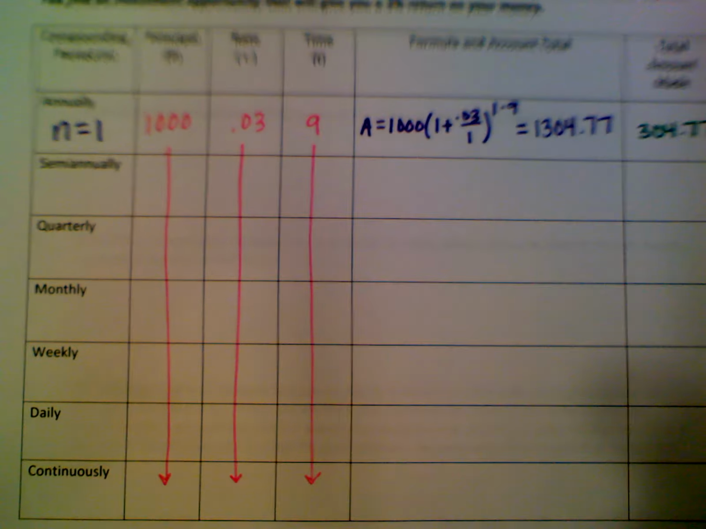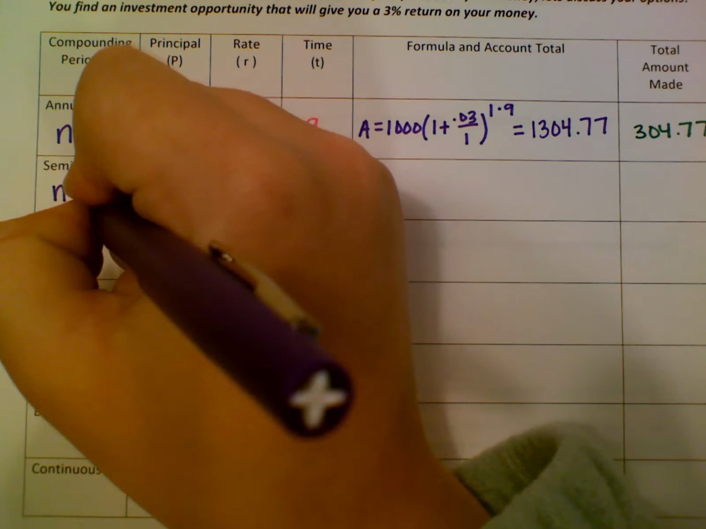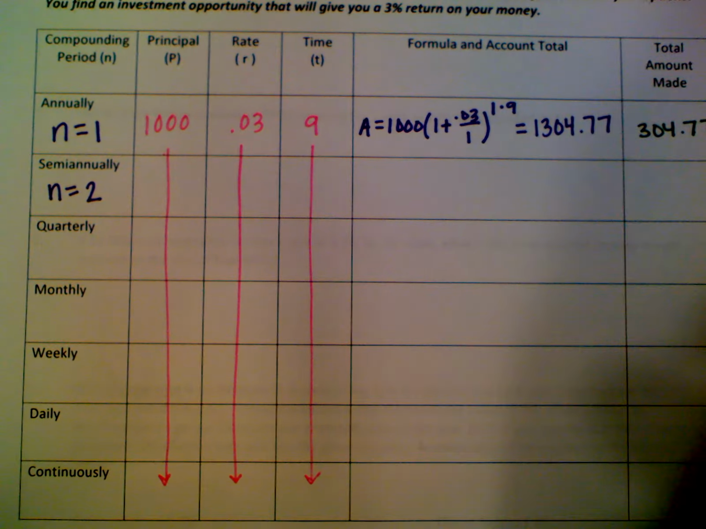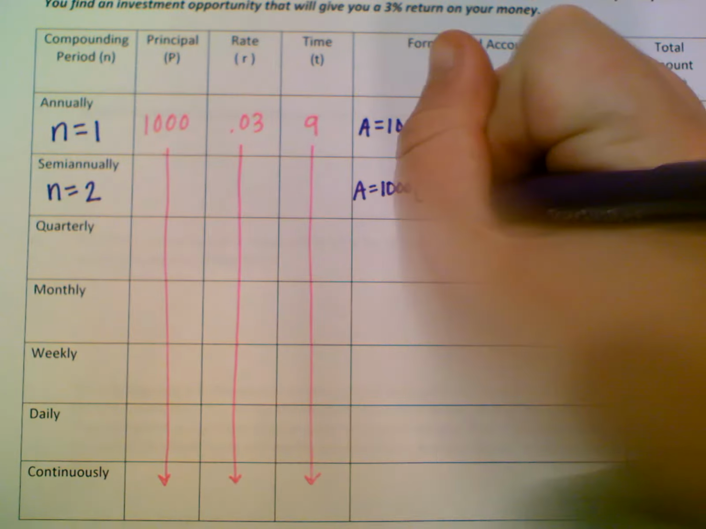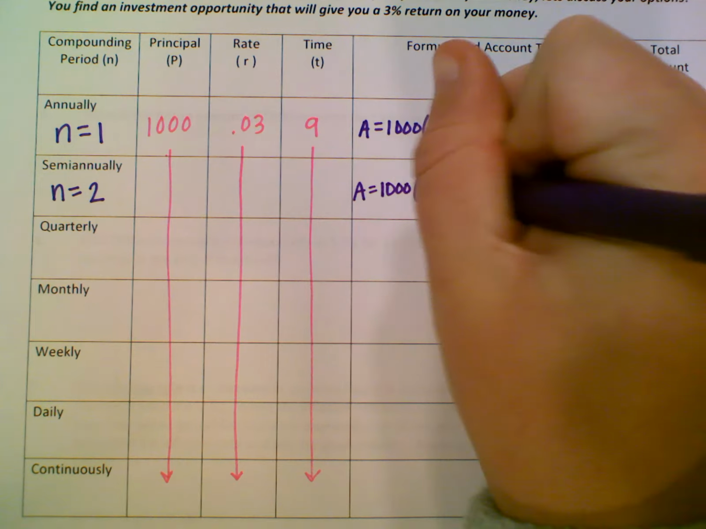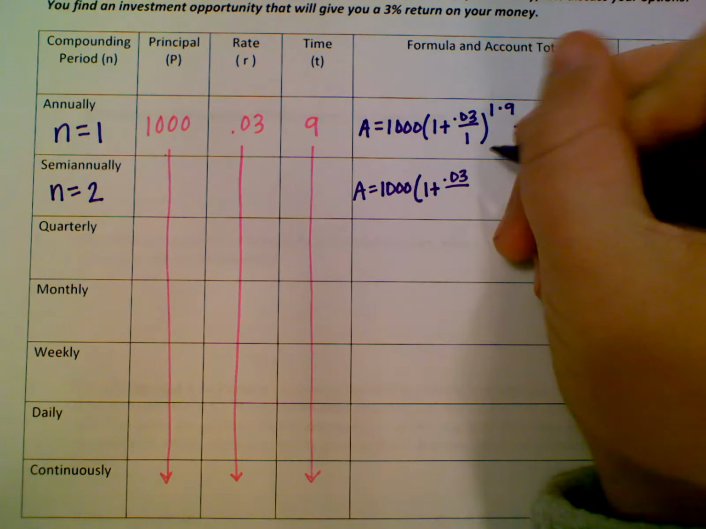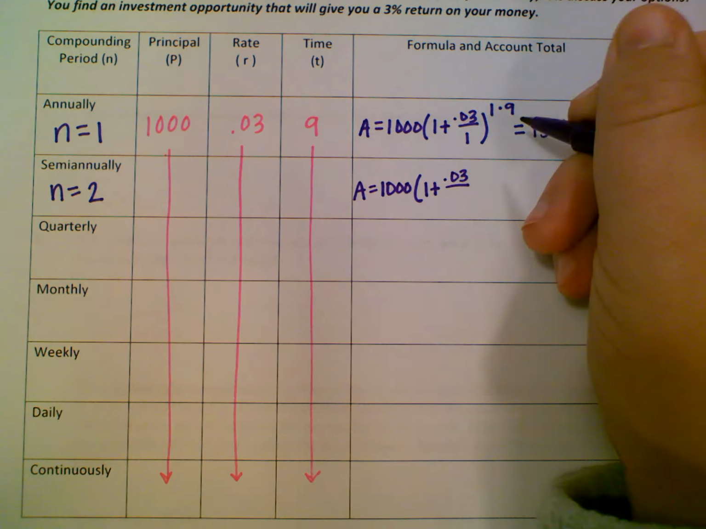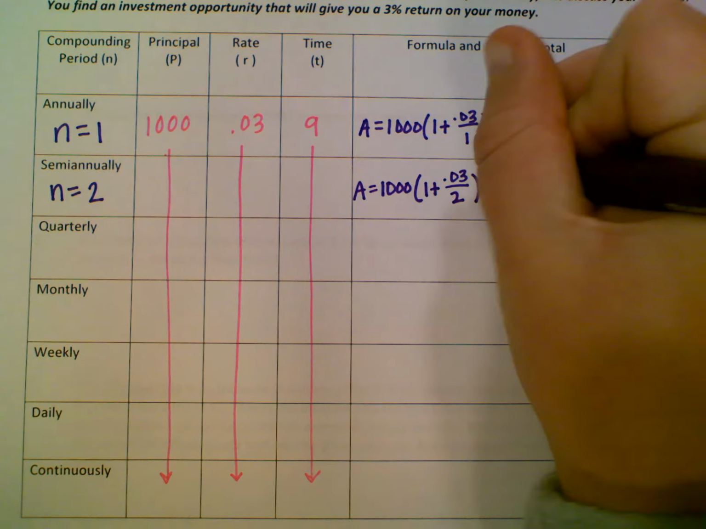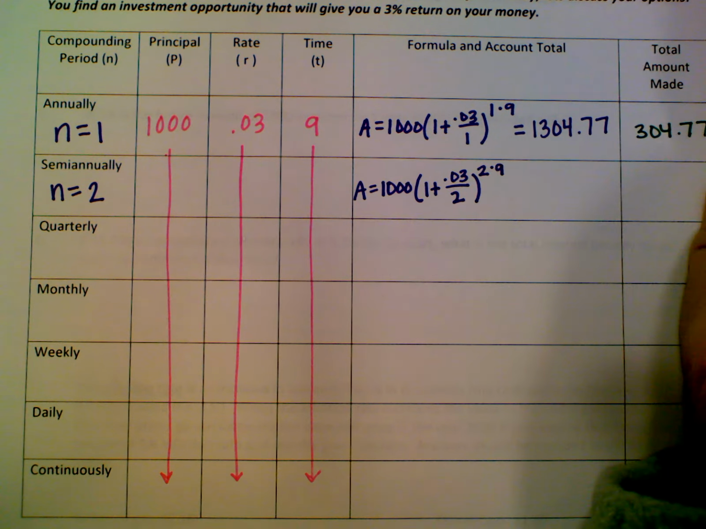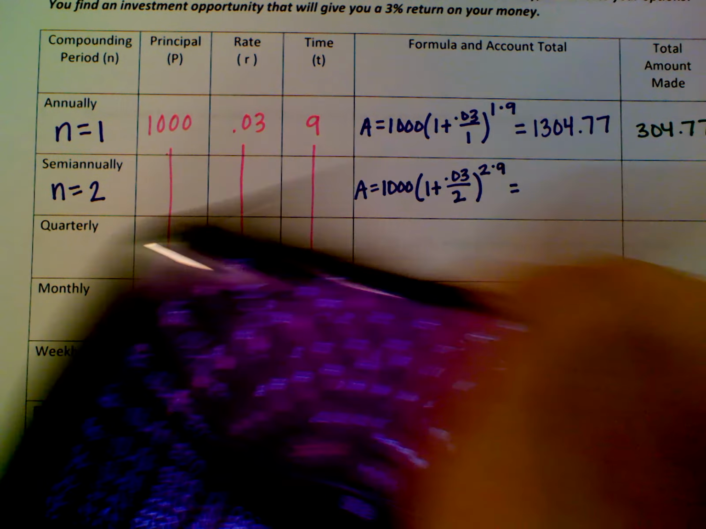All right, we're going to take a look and see what happens when we compound semi-annually. Semi-annually is twice per year, so that means that n is going to change to 2. So everything about the formula is the same. Your principal is the same. You're still starting with 1,000. It is always 1 plus the rate, which is still 3%, but this time, instead of them doing the calculation once per year, they're going to do it twice per year. So we're going to divide it by 2, and then in the power, you're going to have 2 times 9, and you're going to calculate this and see what we get.